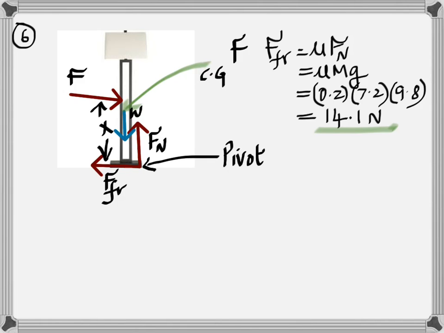Now this is a particular case where the lamp must not topple over. So that means the force that you're applying has become equal to the frictional force, exactly equal. So this force of friction is equal to this. And that's what I'm writing now. So the force that you calculated for friction is the same. So too, the normal reaction is equal to the weight.